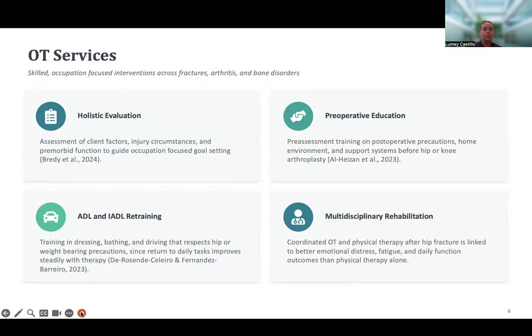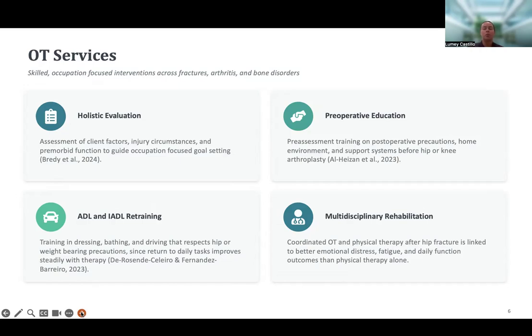For occupational therapy services, the first that I have is the holistic evaluation. That is the assessment of client factors, injury circumstances, and premorbid function to guide occupation-focused goal setting. The preoperative education is pre-assessment training on postoperative precautions, home environment, and support system before hip or knee arthroplasty. Then ADL and IADL retraining is training in dressing, bathing, and driving that respects hip weight-bearing precautions, since return to daily tasks improves steadily with therapy.